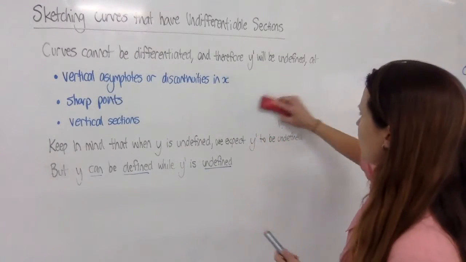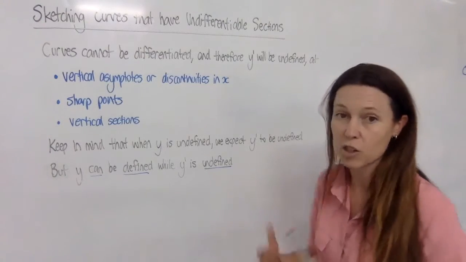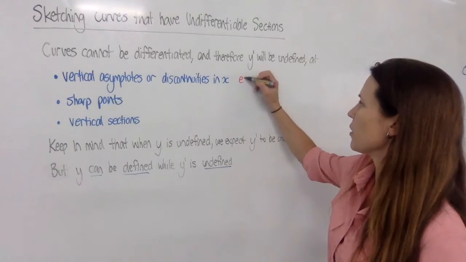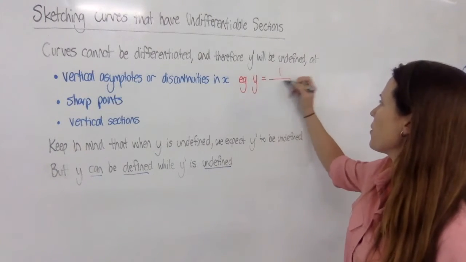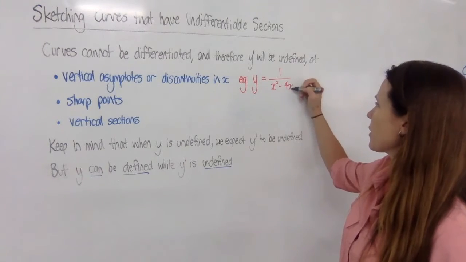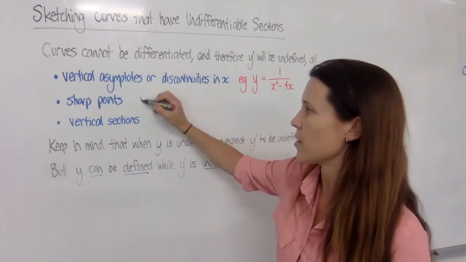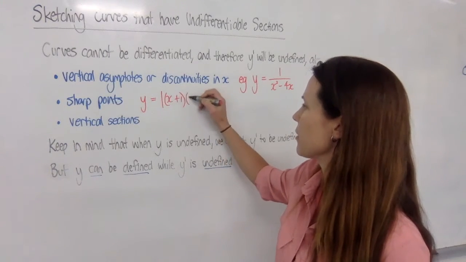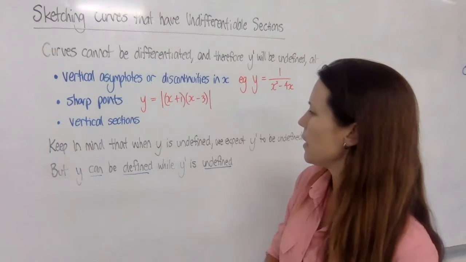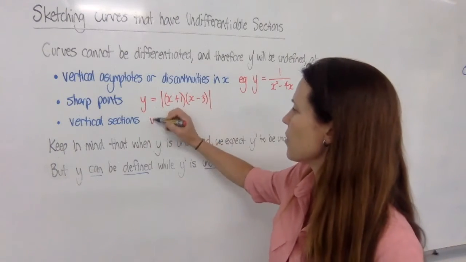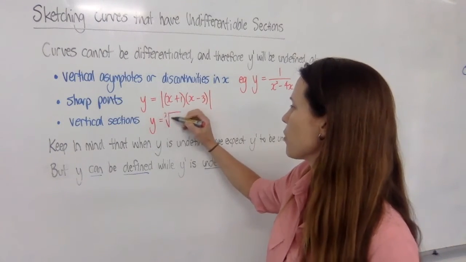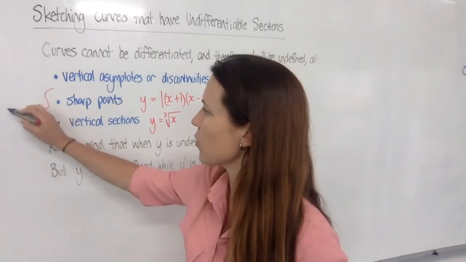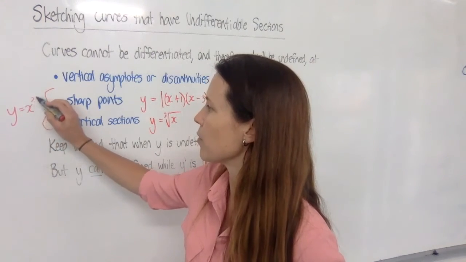So I'm going to put in some examples here. I'll just use red to jot them in, and then I'll show you each one on its own, and we'll have a look at how to graph it. So something that has a vertical asymptote, let's graph something like y equals 1 over x squared minus 4x. Something that has sharp points that we might not have thought about graphing for a while, let's graph an absolute value. How about something like this? And something that has vertical sections, let's graph y equals the cubed root of x. And then something that has both of these, let's graph y equals x to the power of 2/3.